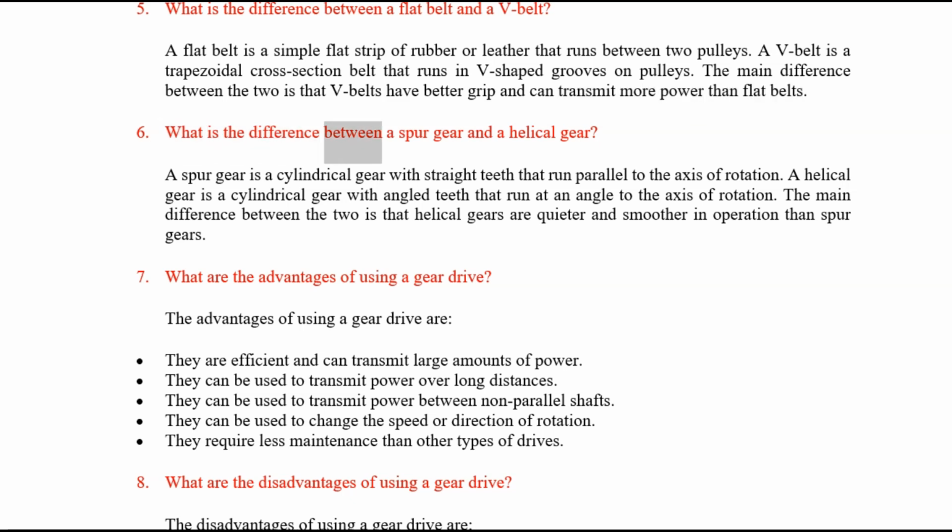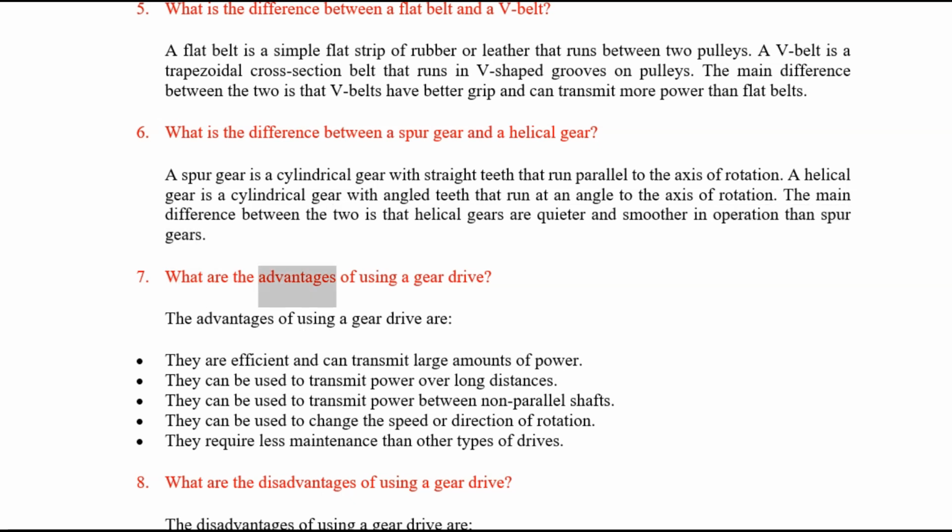What is the difference between a spur gear and a helical gear? A spur gear is a cylindrical gear with straight teeth that run parallel to the axis of rotation. A helical gear is a cylindrical gear with angled teeth that run at an angle to the axis of rotation. The main difference between the two is that helical gears are quieter and smoother in operation than spur gears.